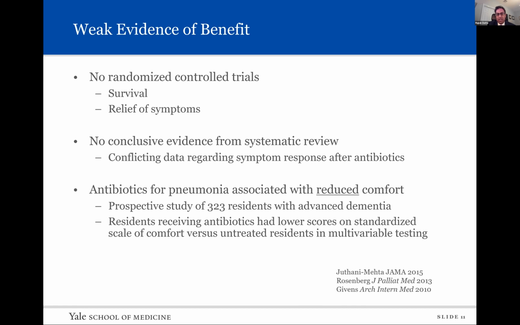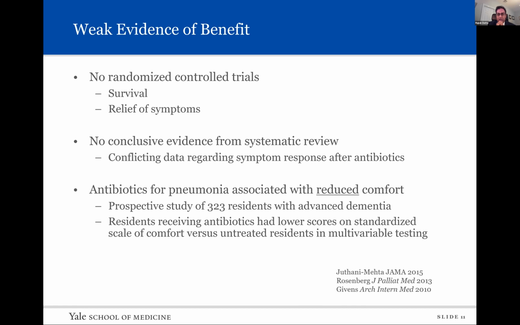Now, one systematic review was done by a group in the Northwest, published in the Journal of Palliative Medicine. This was a systematic review to evaluate whether antibiotics are associated with relief of symptoms for the most common clinical syndromes, and this would include urinary tract infection and respiratory tract infections, particularly pneumonia. Ultimately, the conclusion was that the data are conflicting regarding response of symptoms after exposure to antibiotics.